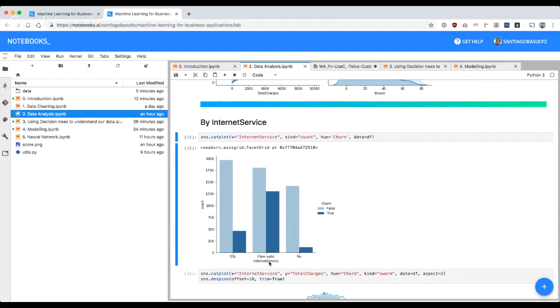So here is where the business comes into play. You have to start analyzing, why is that? Maybe we have very good competitors in that space. Maybe we are not very good at fiber optics. So maybe we have to check again why fiber customers are leaving. Okay, so this is a very important characteristic.